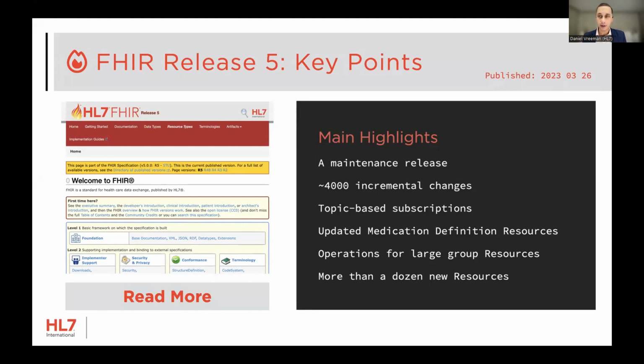The primary enhancement or new capability in FHIR Release 5 is topic-based subscriptions. FHIR R5 also has updated medication definitions that substantially reworked how medicines and their components were represented. There are also some new operations for managing large collections or groups of resources, and more than a dozen new data models or resource types were also created.